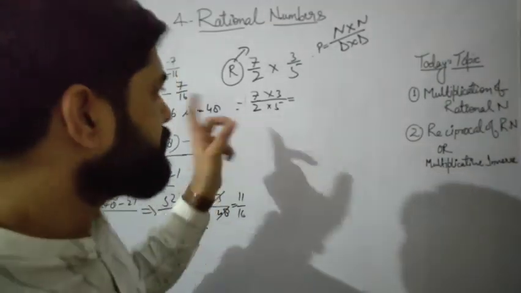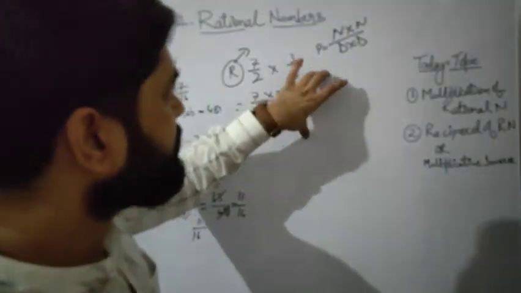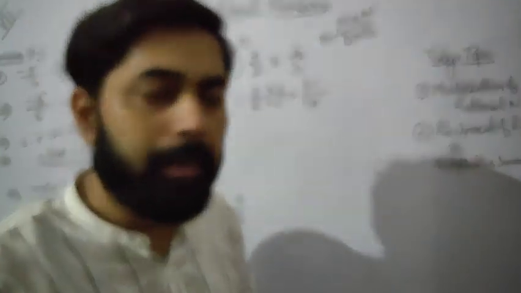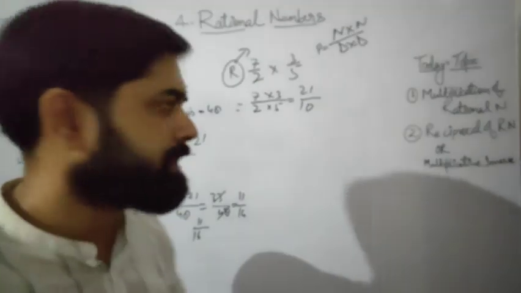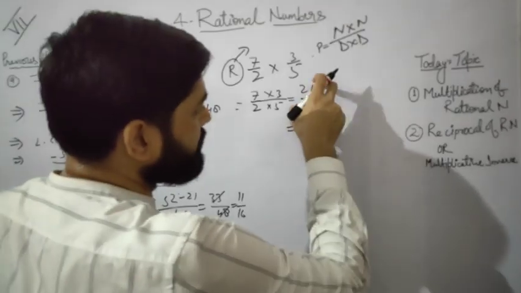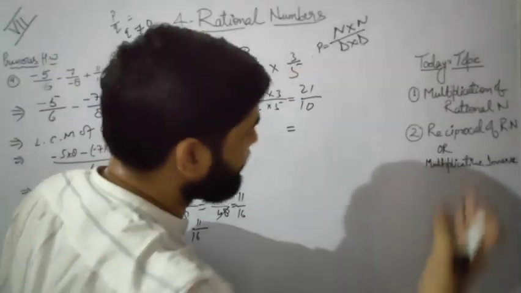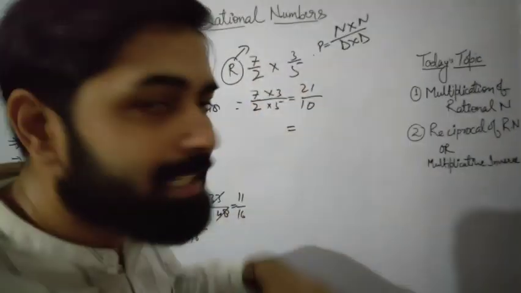If not, then simply multiply them to each other and write the answer. So 7 threes are 21, 5 twos are 10. Then we observe the last number. And what is the last number? 21 upon 10. This is the improper fraction. You can also say this is the improper rational number. We always write in the simplest form.